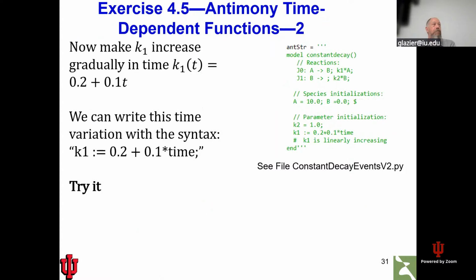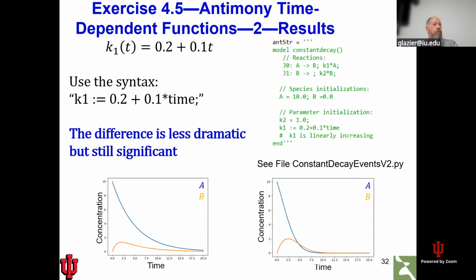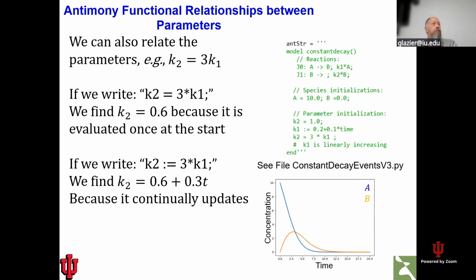Okay. Another thing that we could do is use time in our operator. So why don't you try K1 colon equals 0.2 plus 0.1 times time. That one isn't so dramatic. The other thing is that I can write relationships between parameters.